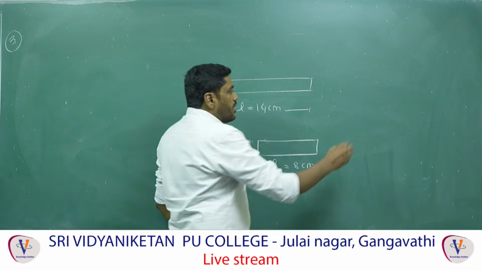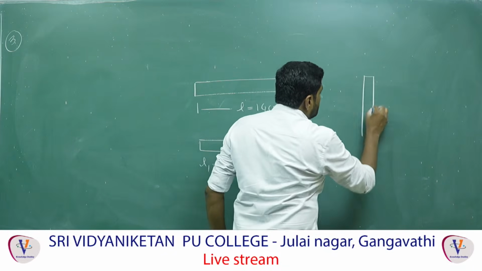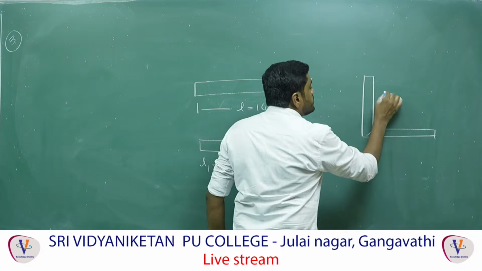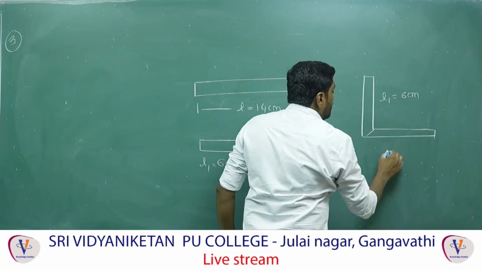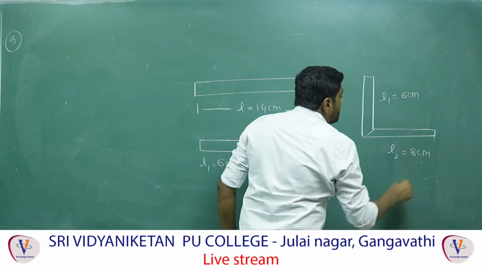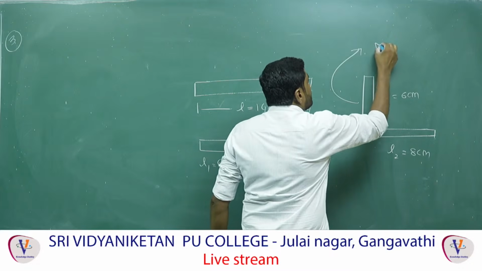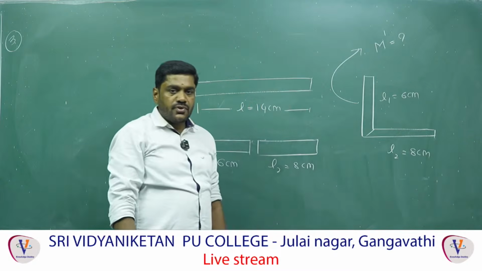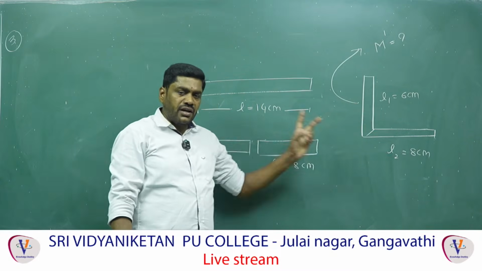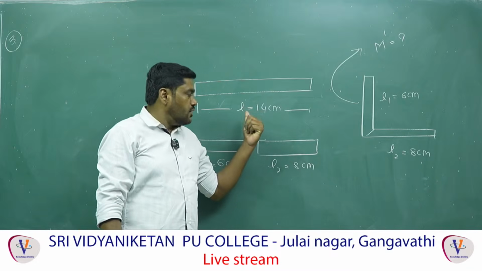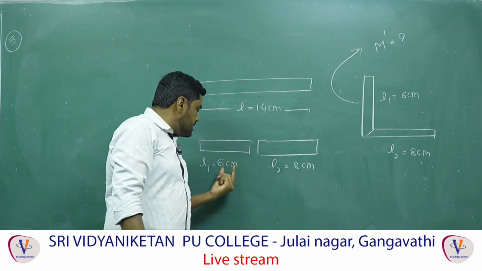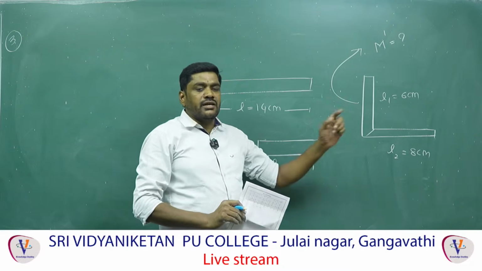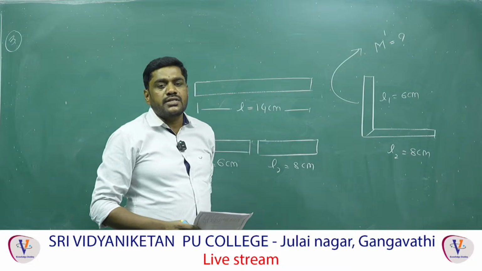After cutting, now they are arranging like this. They are keeping them like this. So this is L1 is equal to 6 centimeter and L2 is equal to 8 centimeter. For this whole system, what is the new magnetic moment? M dash is equal to how much? First of all, they cut the given magnet of length 14 centimeter into two pieces, the first piece is 6 centimeter and the second piece is 8 centimeter. After cutting these two pieces, they made it in the form of a right angle triangle. They are asking what is the new one.